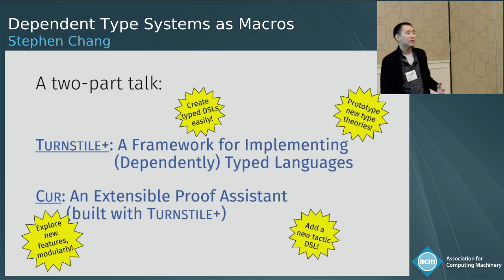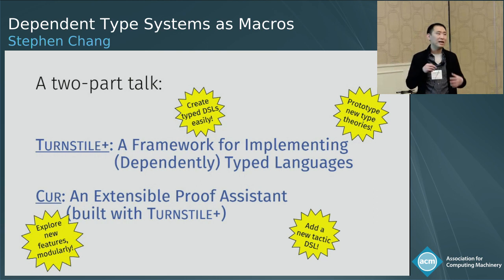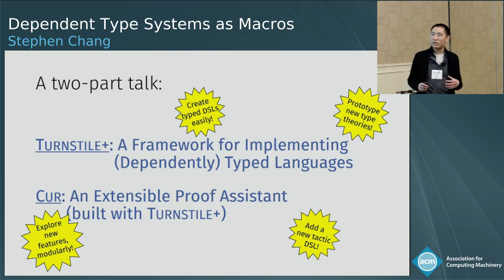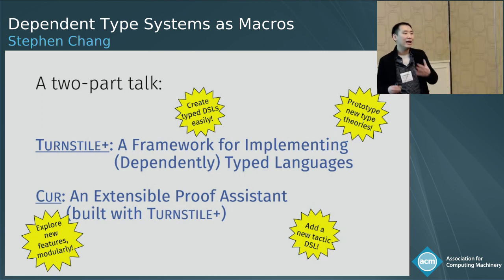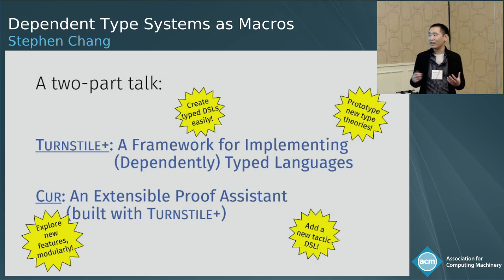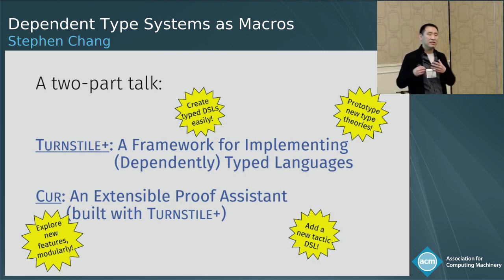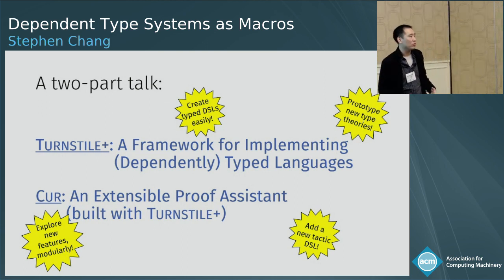Or since proof assistants are typically not just one language, but instead a collection of interacting languages, with Cur, it's easy to add one more language, like a tactic system, to this system. And in Cur, this new language will be integrated with the rest of the system in a nice, supported way.